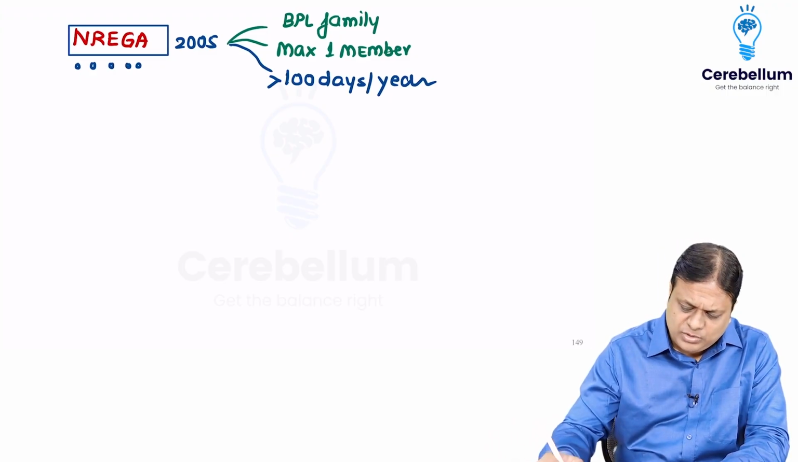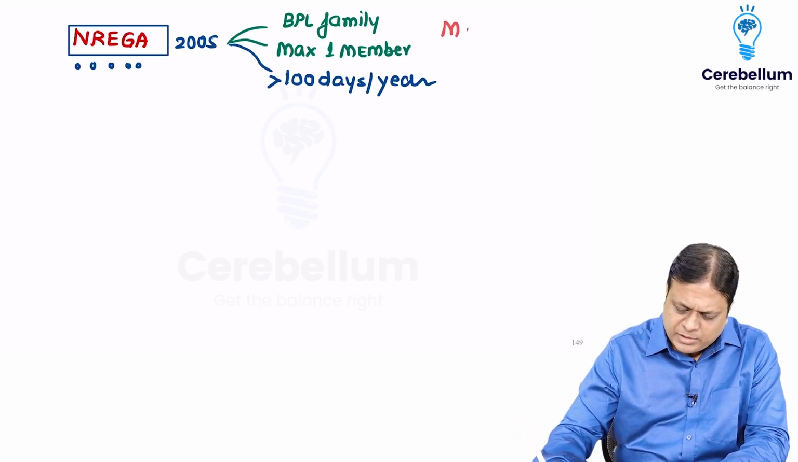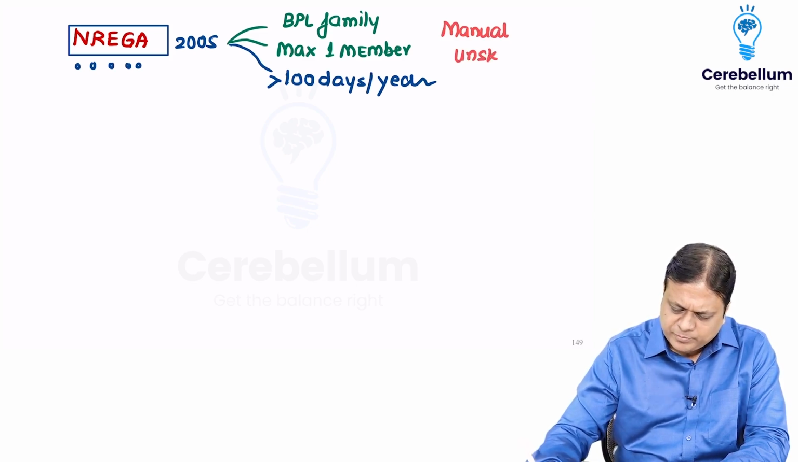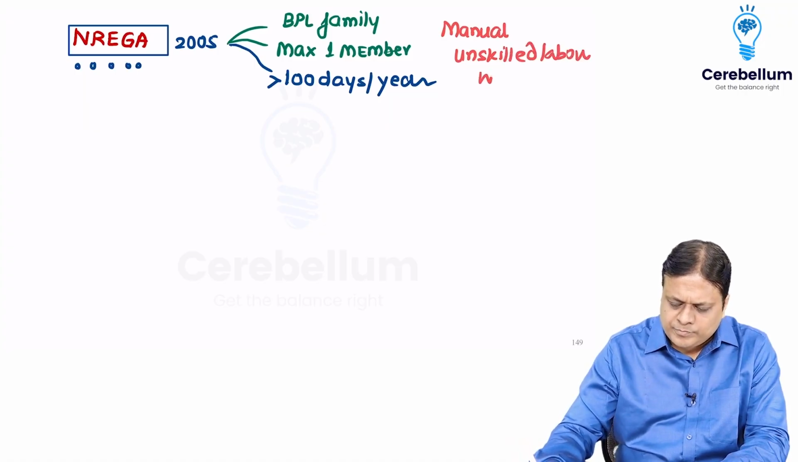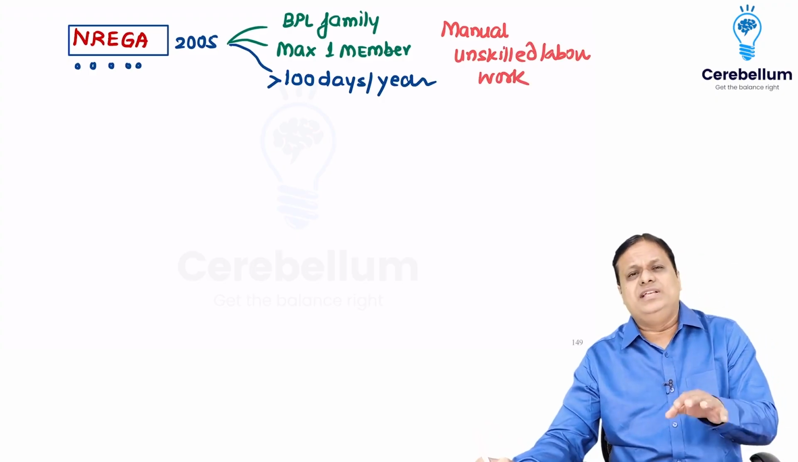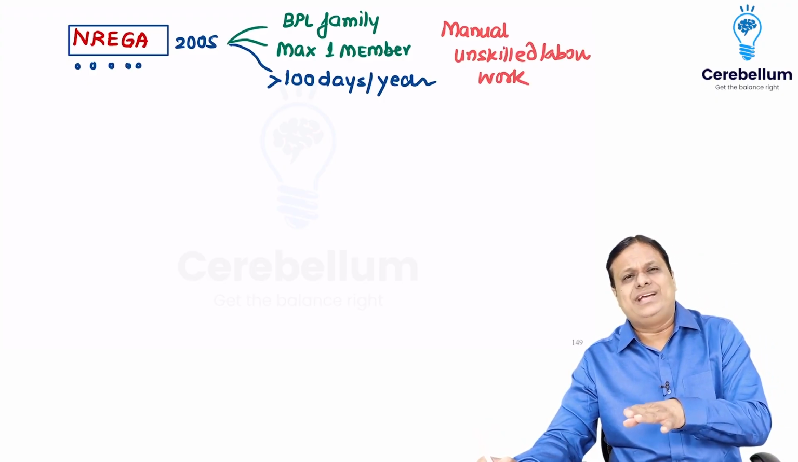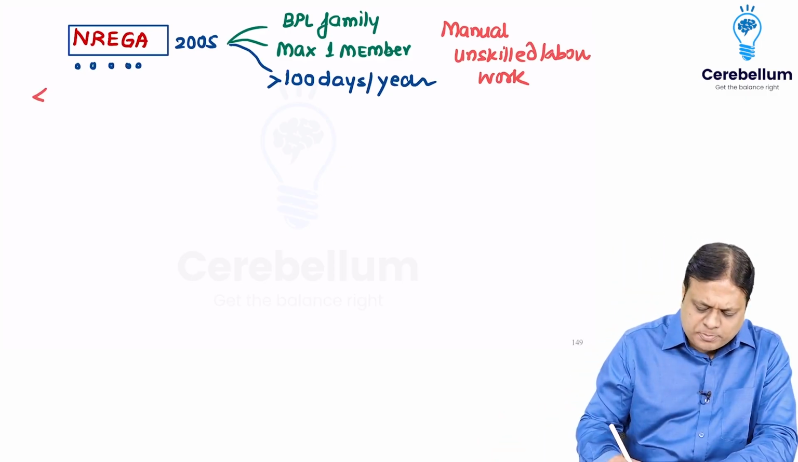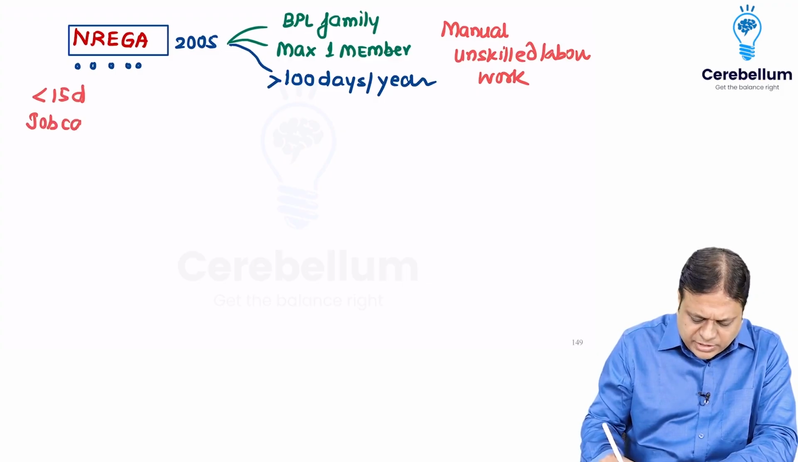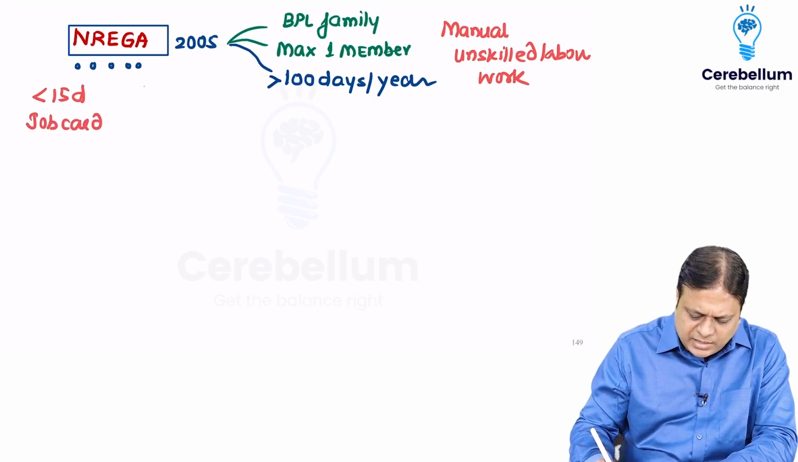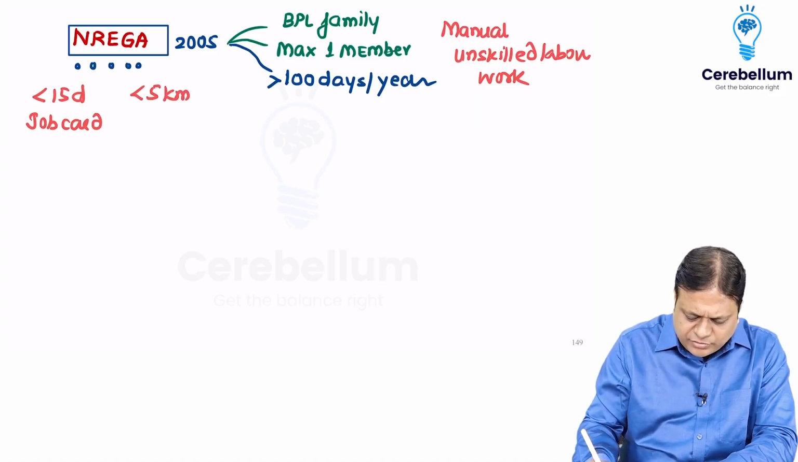This will include manual, unskilled labor work, where they will be provided wages on a daily basis at standard benefit rate. Job card within 15 days of application, and job will be given within 5 kilometers radius of the house.